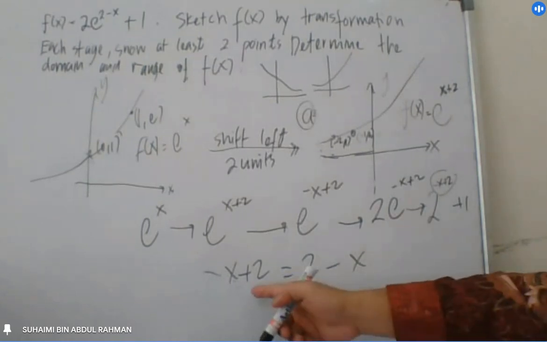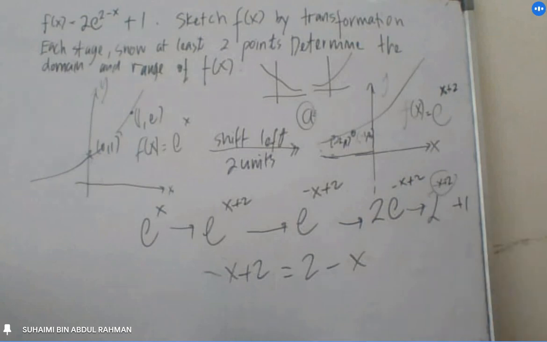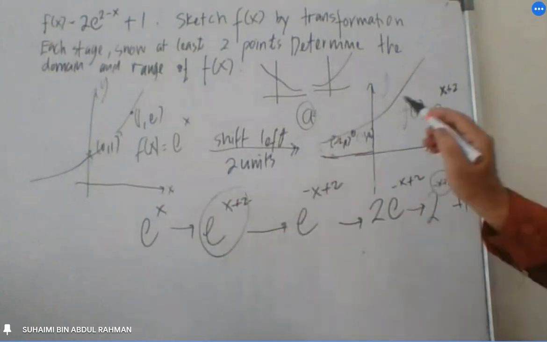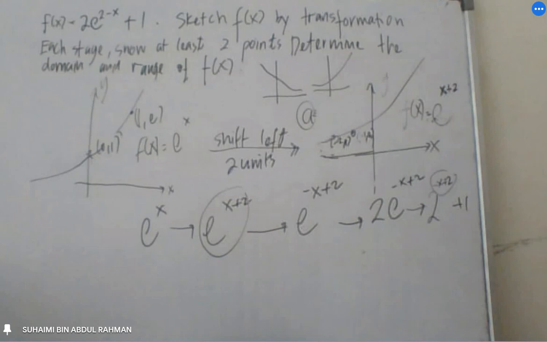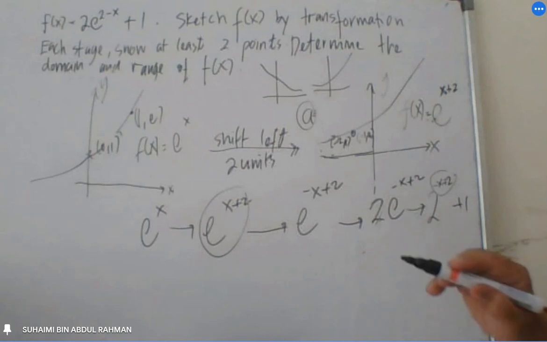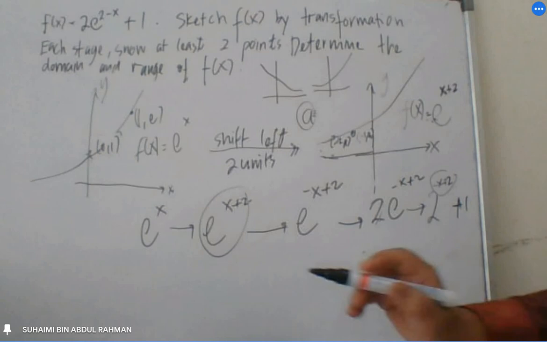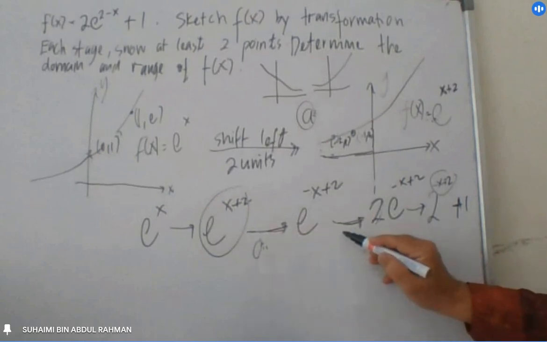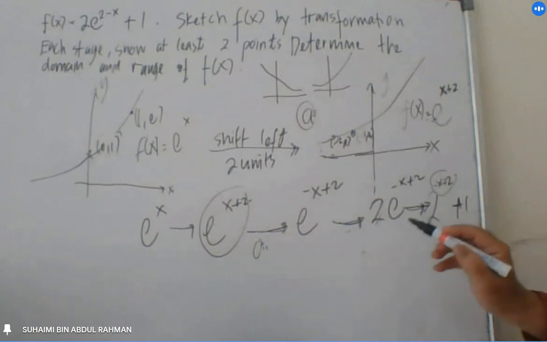I think if you ask primary school students, they know that minus x plus 2 is 2 minus x. So this is the process of transformation. We know where we are at this stage. Next stage, we have to put negative there. Next stage, we have to put 2 there. Next stage, we have to add 1. Finish. Understand? So from here to here, we have transformation, and from here to here, we have transformation.